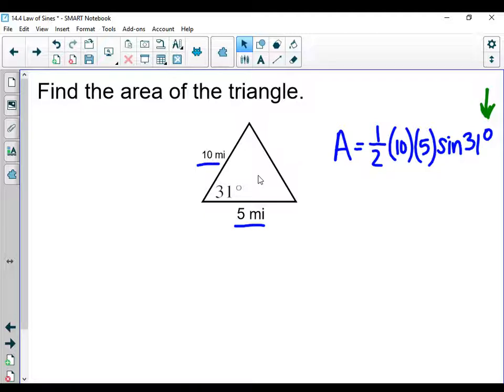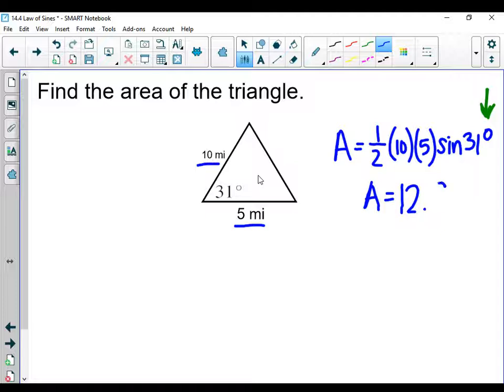Now you can plug in 1/2 10, that's 5, and then sine of 31. You don't need to put the degree symbol in. And depending on how many decimal places they ask you to do, that's your answer, okay? So again, huge that your mode in your calculator has to be in degree. And for the most part, for all of these particular problems, you will be in degree mode, okay?